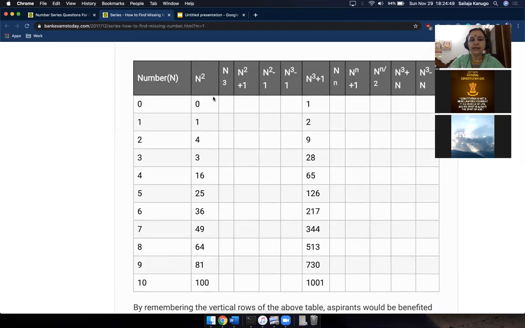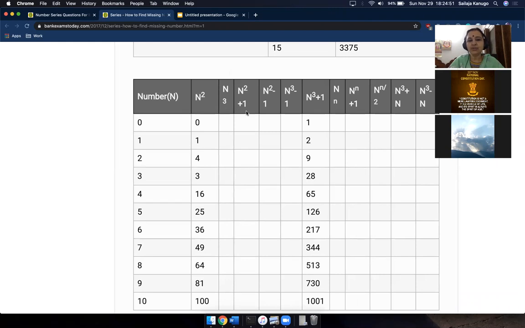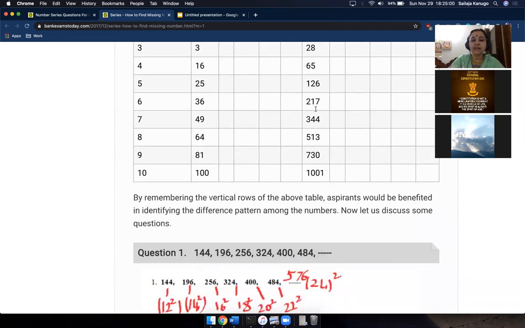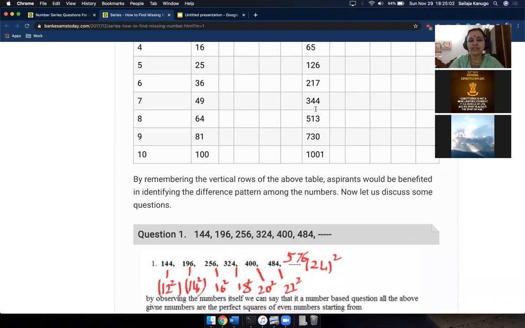Here it can also be written as +1 or -1. Once you learn the cubes, you will understand this. Look at this question. The first question has 144, 196, 256. Why I told you to write down and learn the squares is that as soon as you look at them, you will say, oh, 144 is a square, 196 is also a square. 400, 484, all of them are perfect squares.